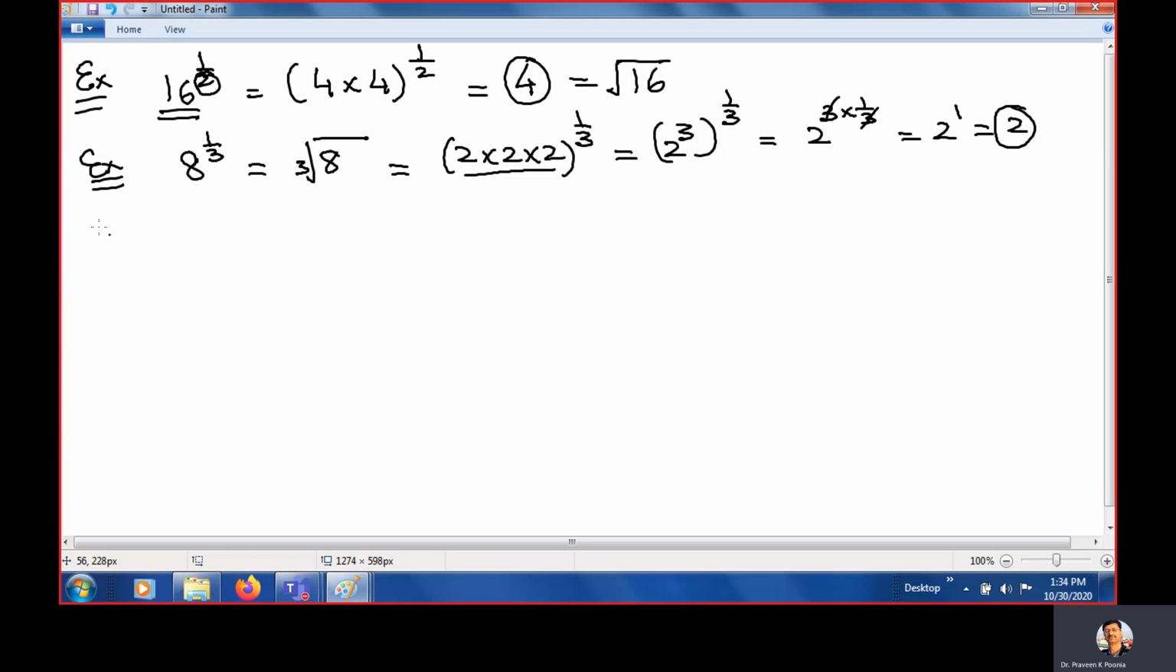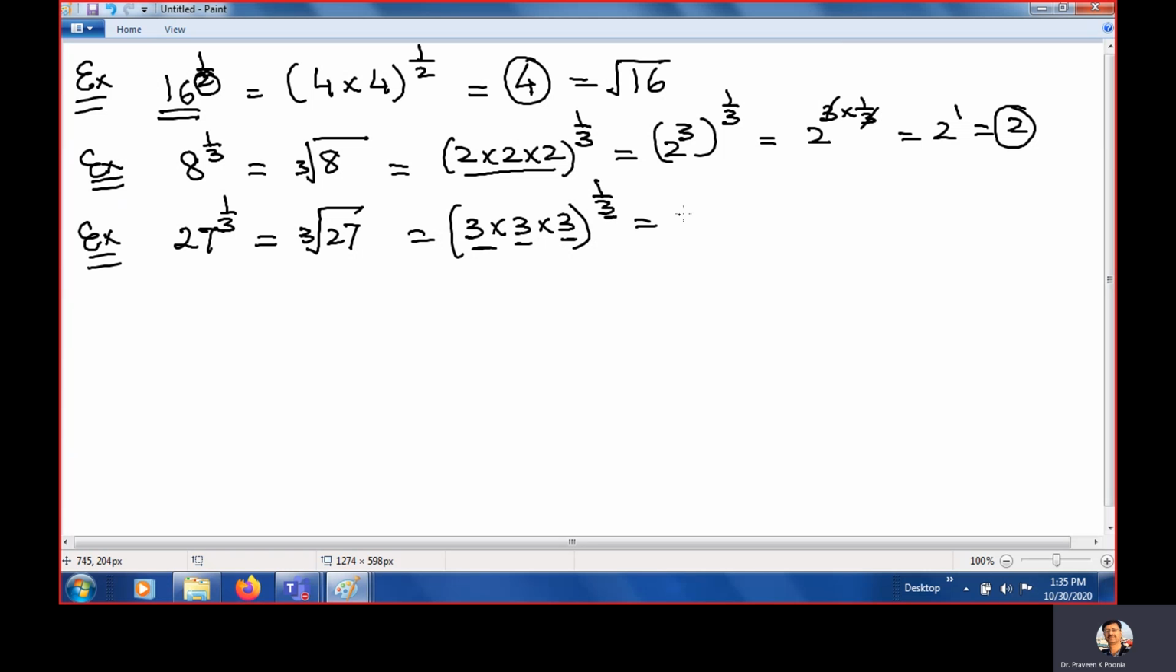Clear? For example, if I want to write 27 power 1 upon 3. What does 1 upon 3 mean? It is the cube root of 27. So you need to break 27 into 3 same parts. Look, here 3 parts, here is 3. So only 1 will be the answer. 1 will come outside.